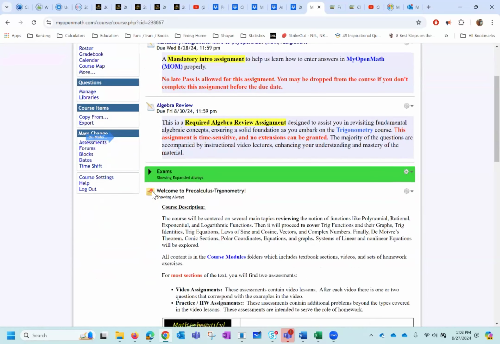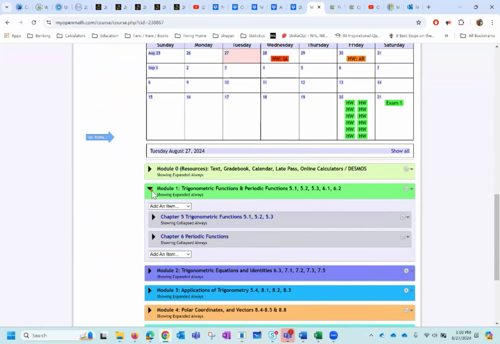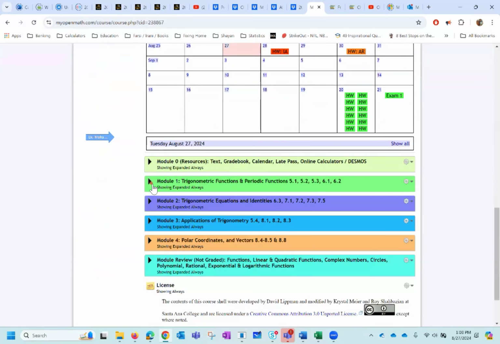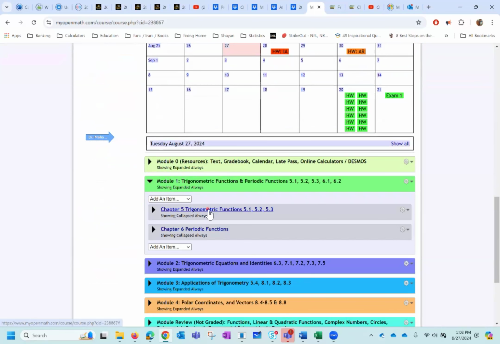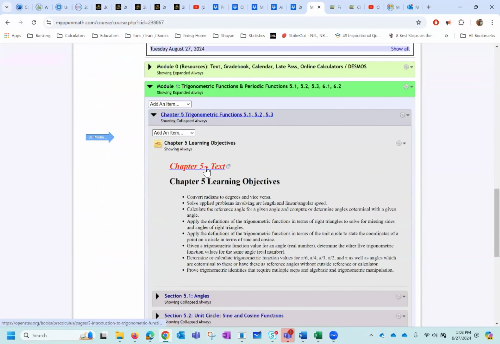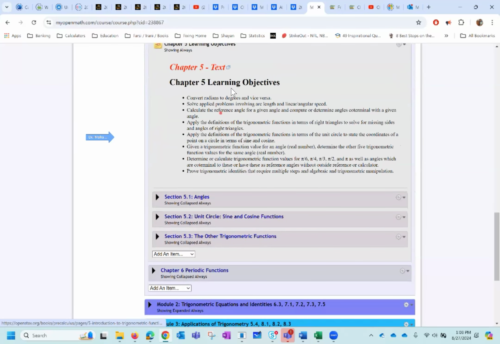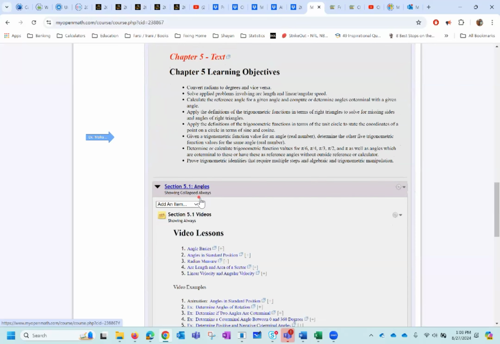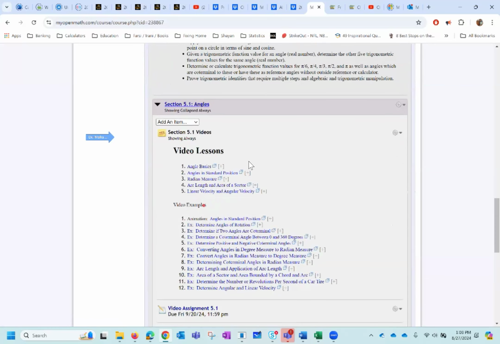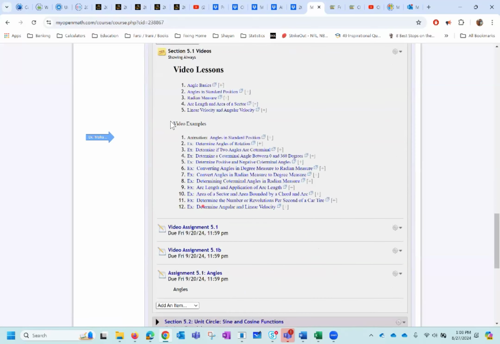Now, what you need to do, you have to work on module 1. So first and foremost, you expand module 1. Here's chapter 5. It gives you where you can find the text. If you click on it, it brings up the text. You have the objectives, 5.1. It has some video lessons. It has some video examples. None of them is really long. You can look at them, or at least if you don't have time, you can go back and forth. Then we have video assignments and the actual assignments.